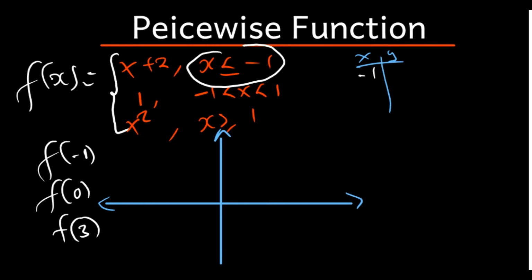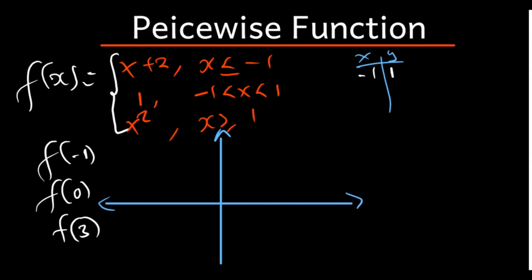So I need to start from -1. But at that point, since it is less than or equal to, the first point is going to be a closed one, meaning it is included. If it was x less than -1, I would have started with an open one, meaning it is not included. So here I'm going to start with that one. If I put -1 in my first equation, it's going to be -1 plus 2. What is -1 plus 2? I'm going to get a 1.